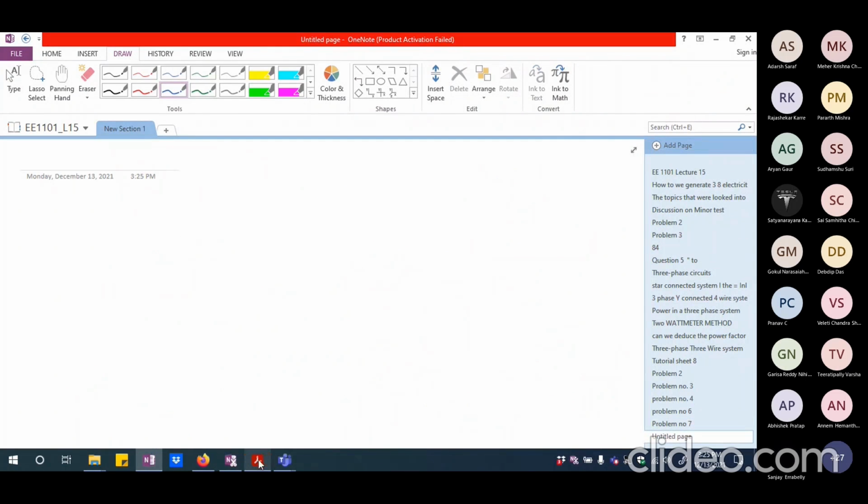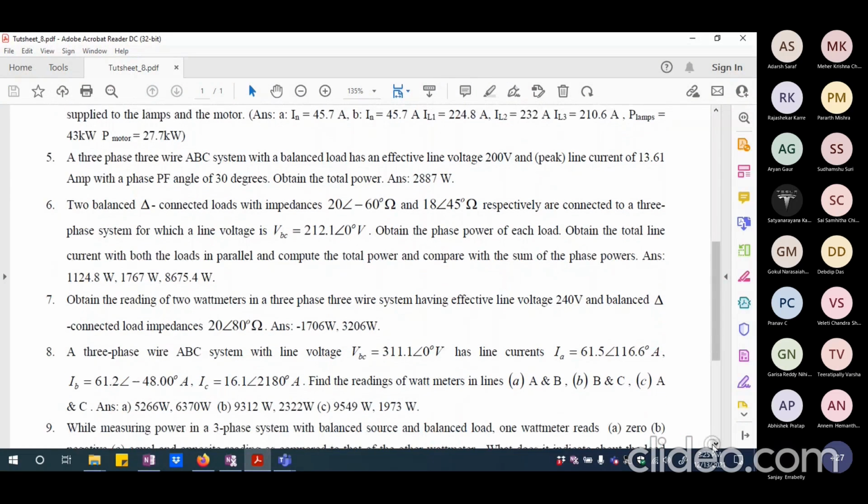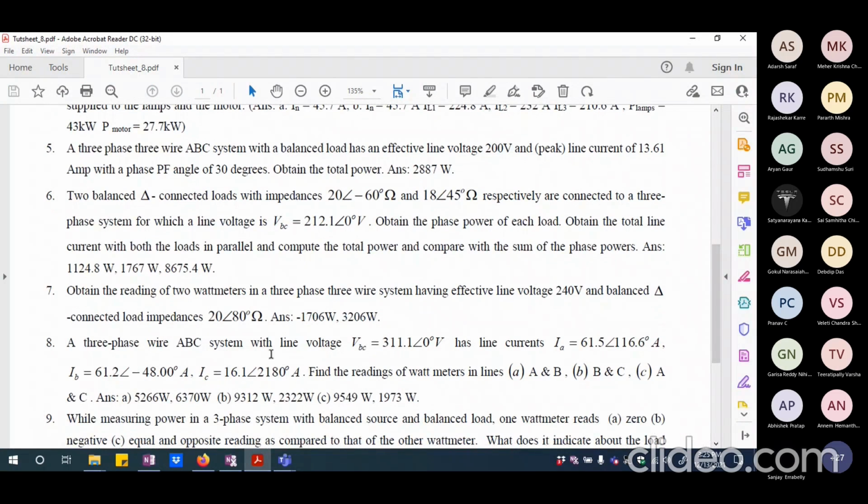Any doubts? So if I look at this particular problem, the 8th problem: a 3-phase, 3-wire ABC system with line voltage equal to so and so and line currents equal to so and so, find the readings of wattmeters in lines A and B, B and C, and A and C. This must be 218.0 degrees. Maybe this is wrong. Please make sure that you correct it properly. 218.0 must be.